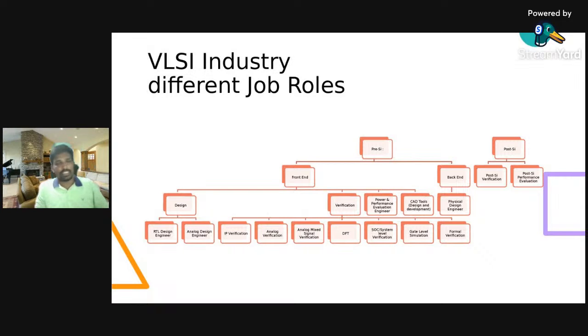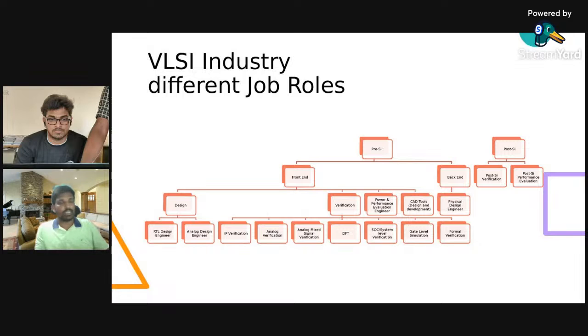There is a different set of engineers involved there to make sure that all the parts are integrated properly, and no miscommunication happens, and all the designs are in sync with each other, such that the communication between one IP and the other IP happens in a better way.